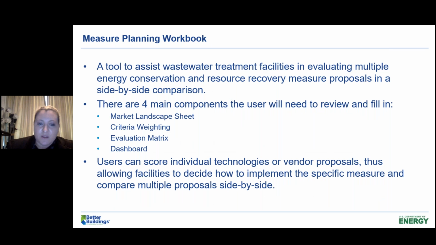Okay, so there are 4 main components to the measure planning workbook, and I'll guide you through them. It's a very easy tool, very intuitive. There's the market landscape sheet, criteria weighting, the evaluation matrix, and then of course the dashboard. So you can score individual technologies or vendor proposals, and it allows facilities to decide how to implement the specific measure and compare multiple proposals side by side. So let's see how this works. Next slide.